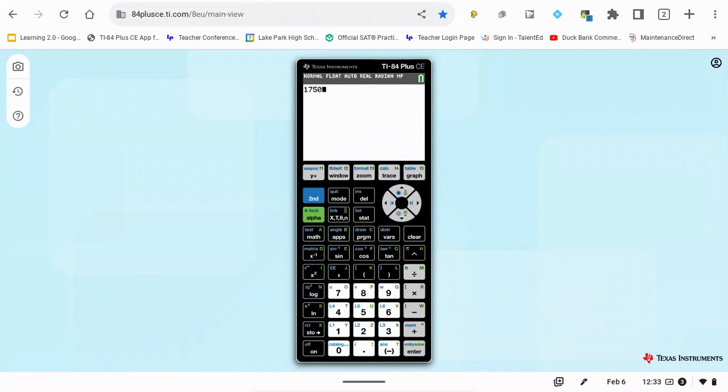So 1,750,000 parenthesis 1 minus 0.23, close the parenthesis and raise that to the 13th power. Now, since we're rounding to the nearest whole number, we're going to look at the number that's to the right of the decimal point, which is a 2. So that means we're going to keep it as 58,535.